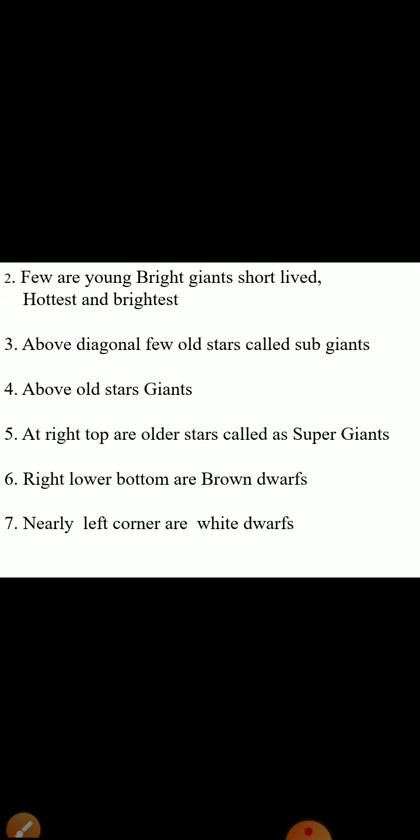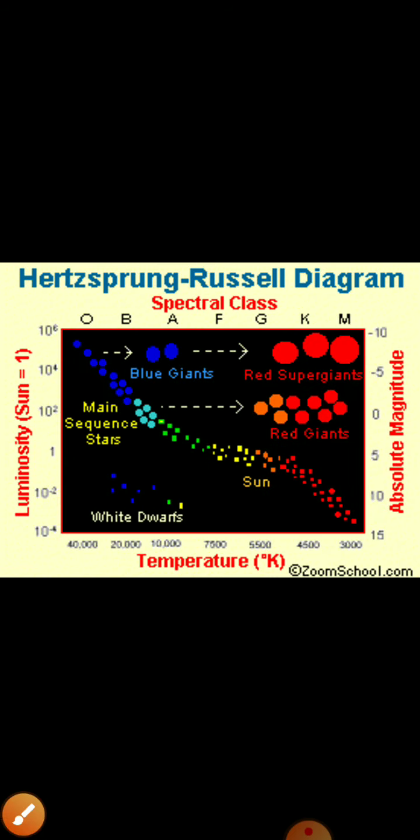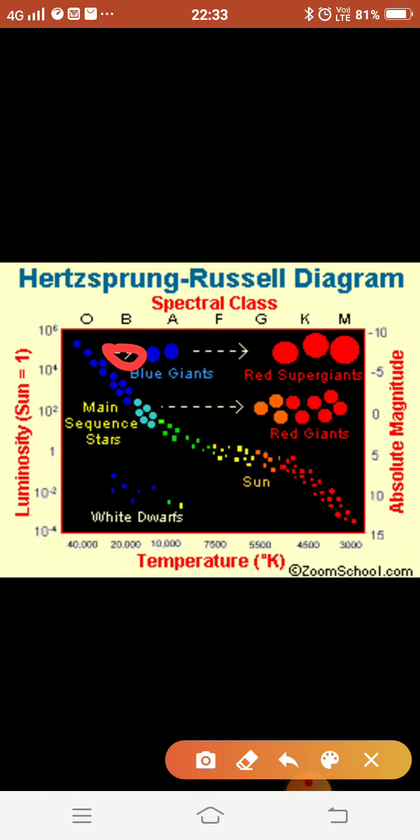Now, other than these main sequence stars, there are different groups of stars located at different positions in the HR diagram. Few are the young bright giants, short-lived, hottest and brightest. Where are they located? Somewhere here they are located.